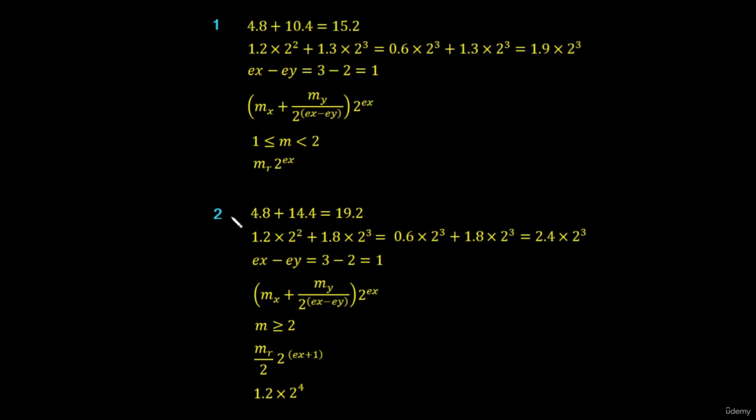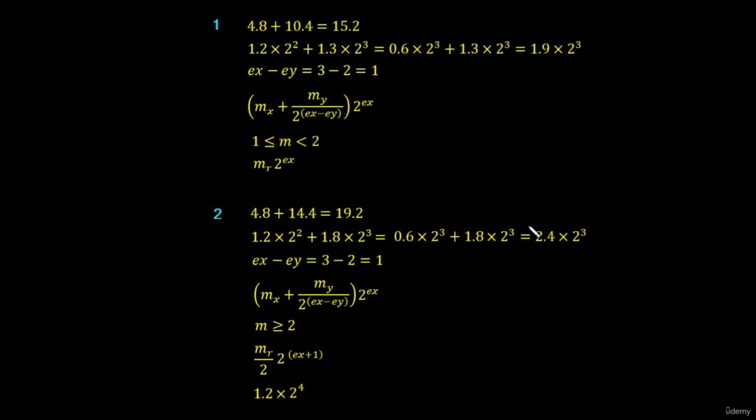Now let's look at the second example. 4.8 plus 14.4 is 19.2. So this again is this number here, and this one here is this number here. Now we have to make the exponents the same, so this 2 has to go to a 3, but if the 2 goes to a 3 here, we're going to have to half this value, so that goes to 0.6. We're now in a position to add them. 0.6 plus 1.8 is 2.4, times 2 to the 3.